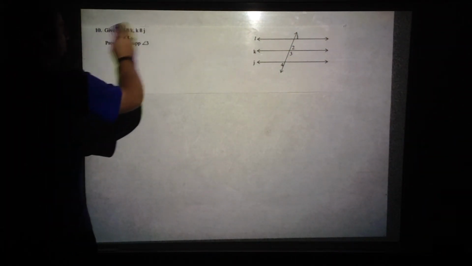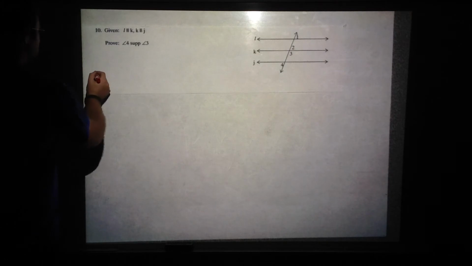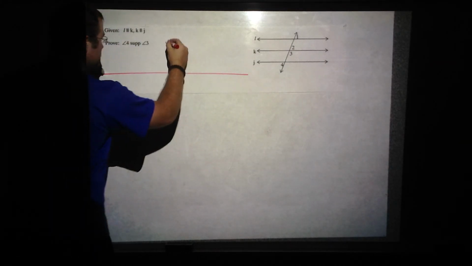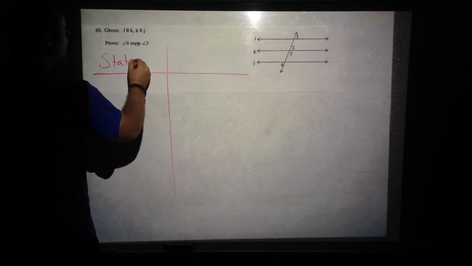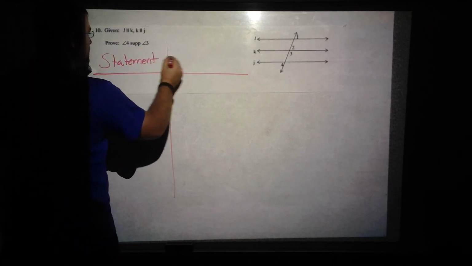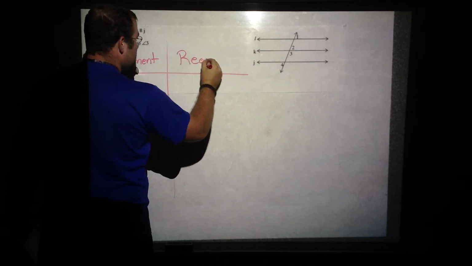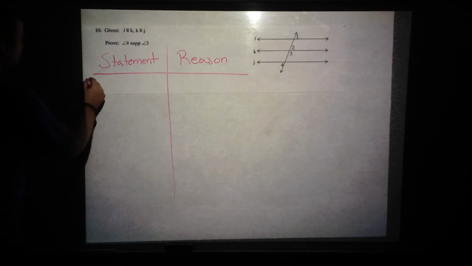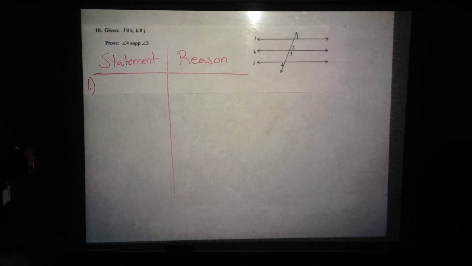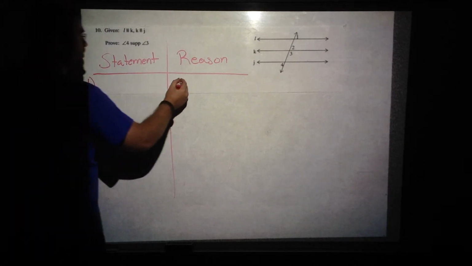All right, looking at question number 10, the first thing we notice is that they do not give us our two-column proof. Therefore, we're going to have to create it ourselves. So the first thing I want you to do is draw your two-column proof. We have our statements on one side, we have our reasons on the other. And we'll start with step 1. Step 1 is what is given to us.